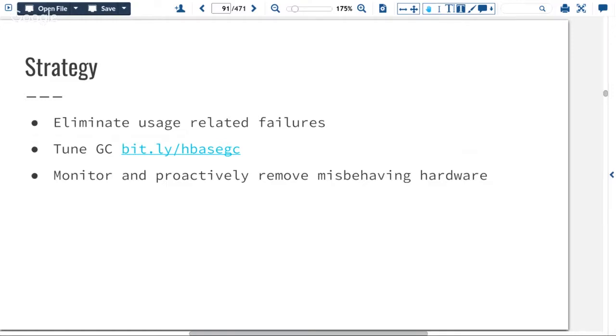Then tune GC, which our own Graham Beecher gave a great talk about this last year at HBaseCon, and there's a nice little bit.ly link if anyone wants to take a look at the blog post. Then monitor and proactively remove misbehaving hardware. Hardware doesn't just fail in a hard way, like it's off the network and you'll never hear about it again. It also fails in a partial way. And if you watch dmesg or other such kernel logs, you can start to see that before it happens, and then you can queue that up for removal.